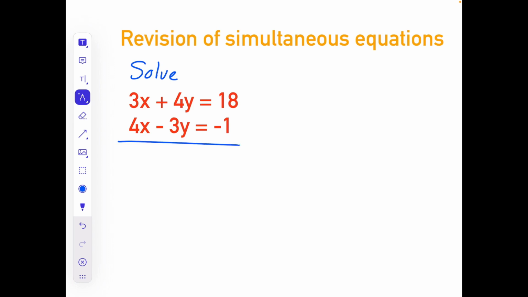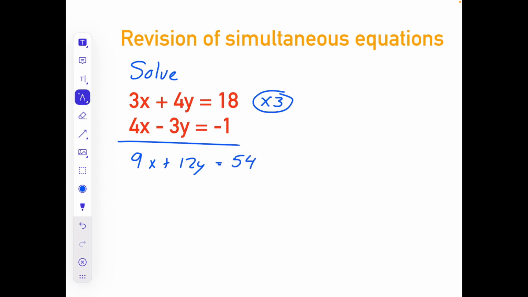So I see here I have a 4y and a minus 3y. So they already have opposite signs. I'm happy about that. But I need them to have the same number. Okay, so I have a 4 and a 3. I can make them both into positive 12y and negative 12y. So to make this into a 12y, I'm going to multiply this whole line by 3. So it's going to be 9x plus 12y is equal to 18 by 3, which is 54.